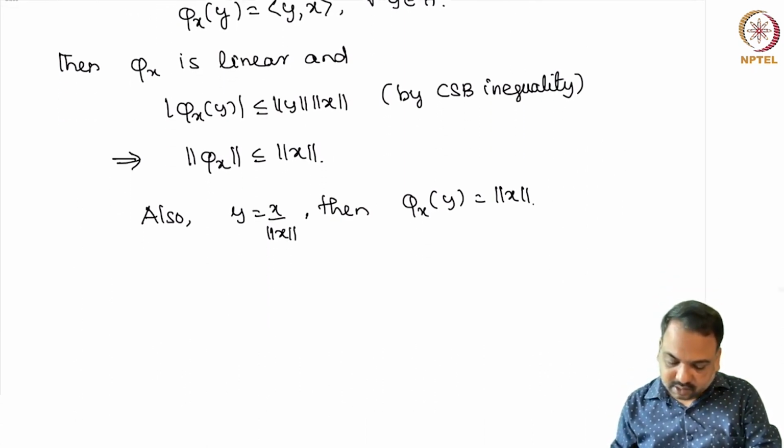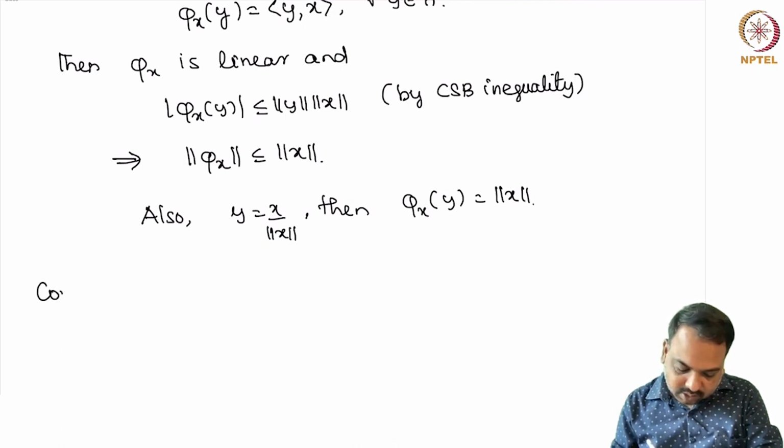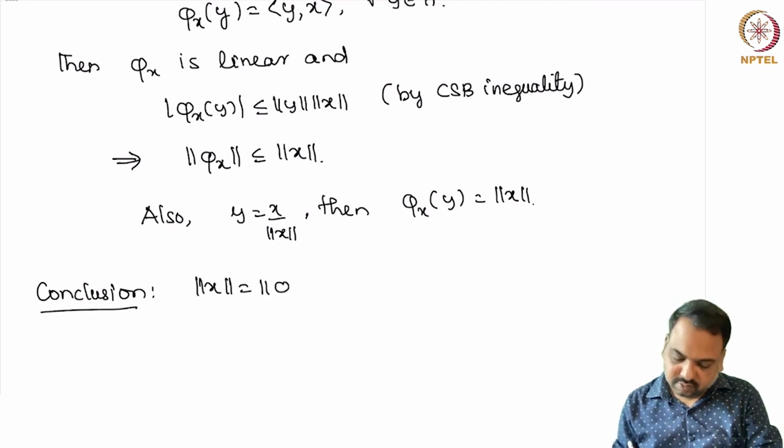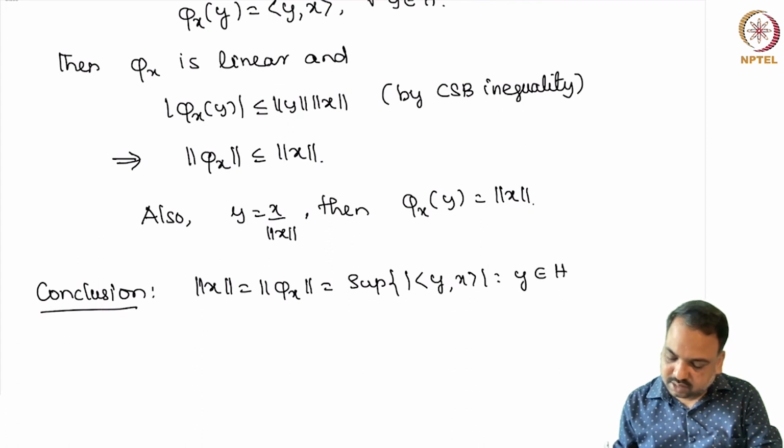So in other words, the conclusion is the following: the norm of x is nothing but the norm of phi_x. This is the supremum of the modulus of the inner product of y with x, where y is coming from H and y non-zero. So here we can actually take norm y equal to 1.